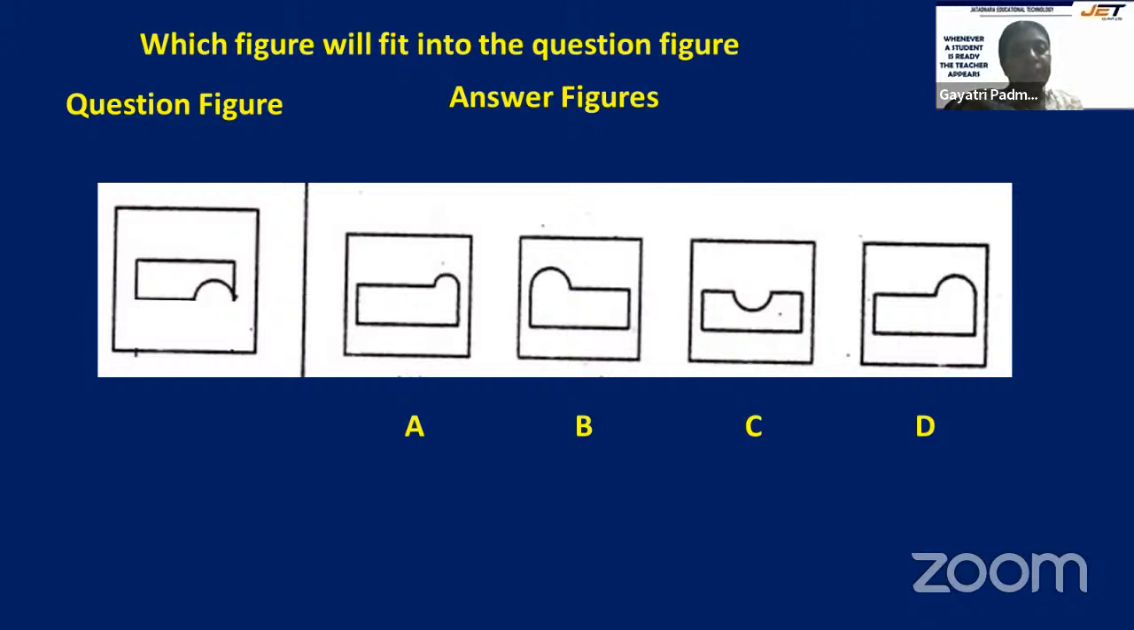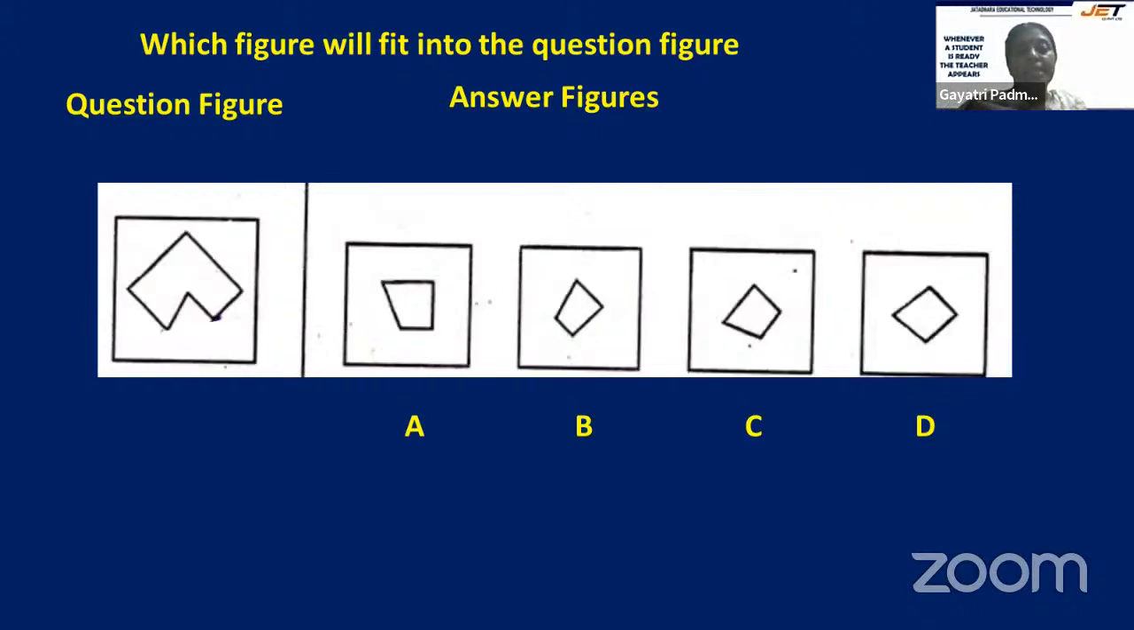Definitely it would be either A or D, right? Only that would fit. But whether it is A or D, you need to choose based on the semicircle leg. I'm sure by now you would have found out, yes, it should be option D because in option A the semicircle is very small, but in D it is big. All right. See the next question figure. What would be the best fit? Is it option A, B, C, or D?